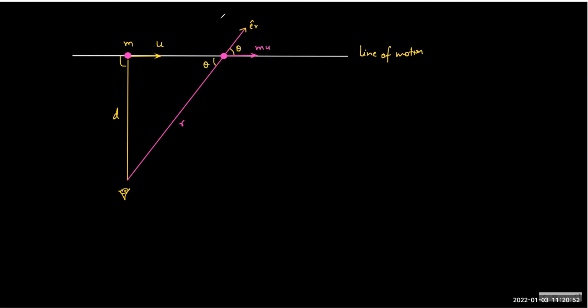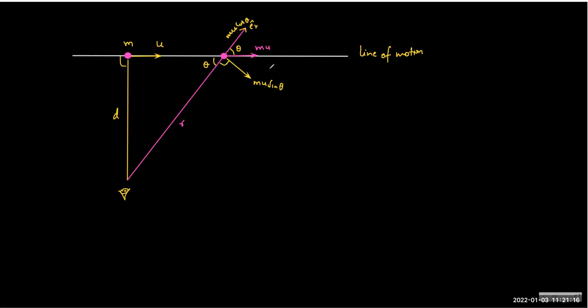Now this mu we can resolve into two components, one along the r and one along the tangential axis, perpendicular to r. So the momentum in this direction will be how much? mu sin theta, and the momentum in this direction is how much? mu cos theta. Correct?